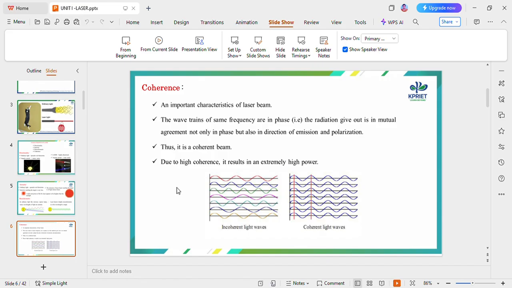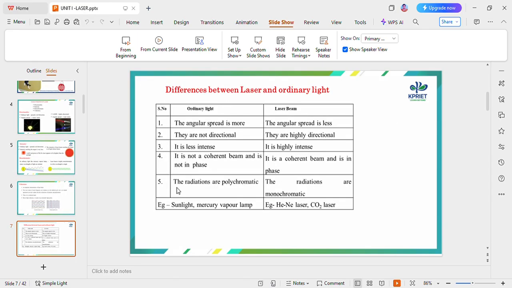An important characteristic of the laser beam is coherence. The wave trains of the same frequency are in phase. That is, the radiation given out is in mutual agreement, not only in phase but also in direction of emission and polarization. Thus, it is a coherent beam. Due to high coherence, it results in extremely high power. That is why laser beams are very useful in material processing works.